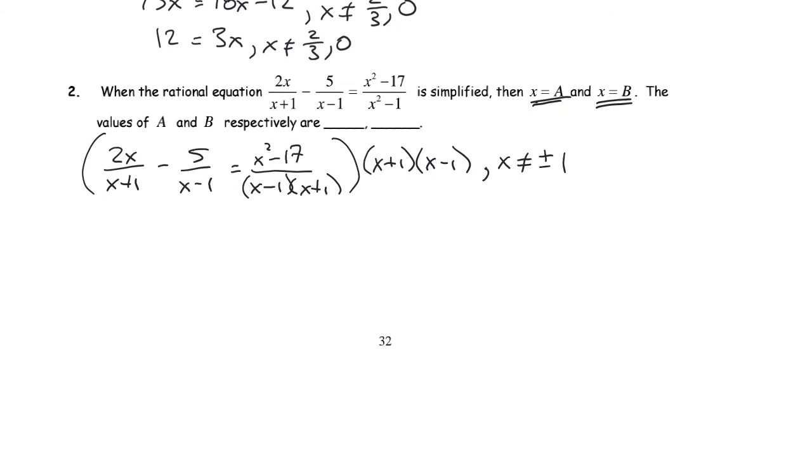So in my next step, when I multiply that through, on the far left term here, the x plus 1 will cancel. I'll be left with 2x times x minus 1. Then the x minus 1s will cancel, and I'll be left with 5 multiplied by x plus 1. And then on the right-hand side, and this is actually quite nice, the entire denominator cancels, and I'm left with x squared minus 17. And that's okay. I'm hoping that that'll kind of fix itself up here in just a moment.